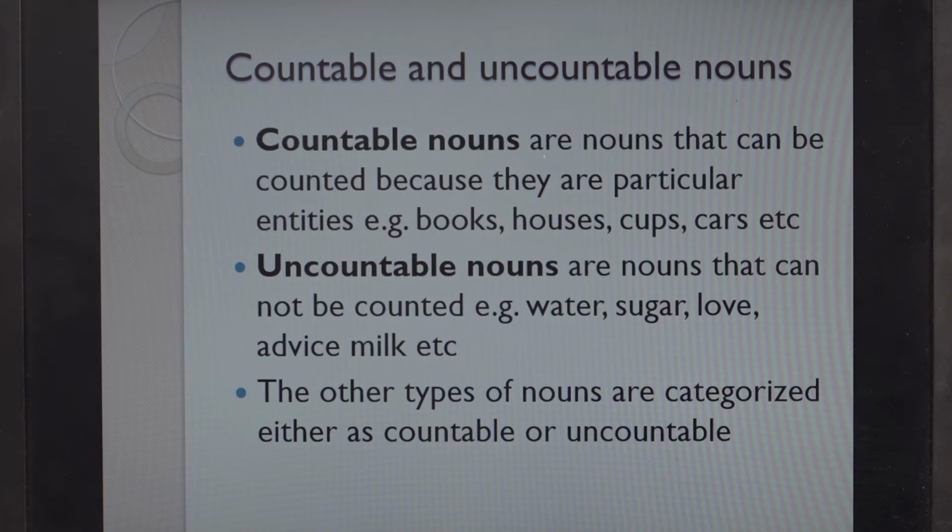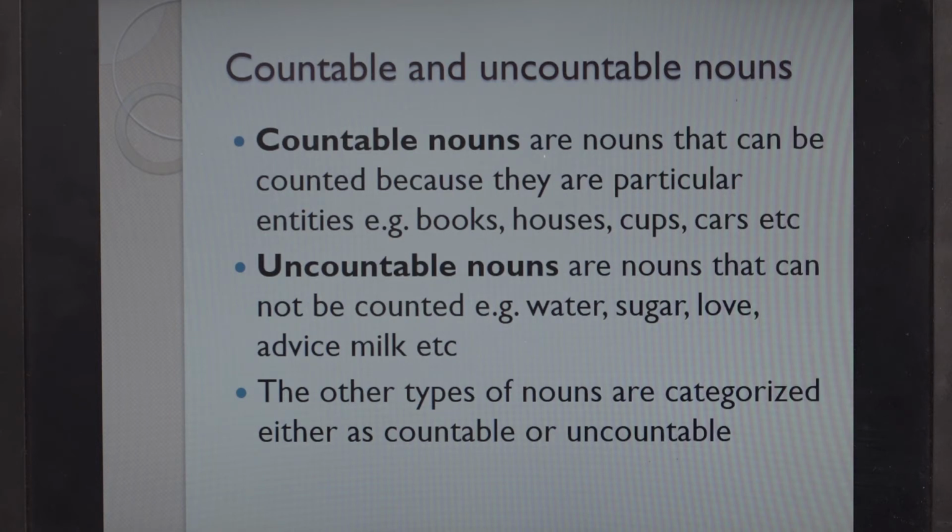And then we have the countable and uncountable nouns. Countable nouns are nouns that can be counted because they are particular entities. For example, books, houses, cups, cars, etc. Meanwhile, uncountable nouns are nouns that cannot be counted. For example, water, sugar, love, advice, milk, etc.